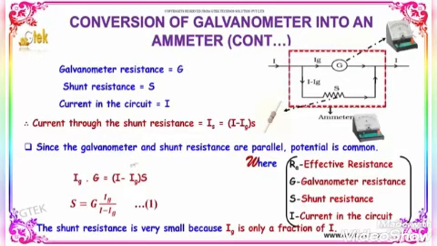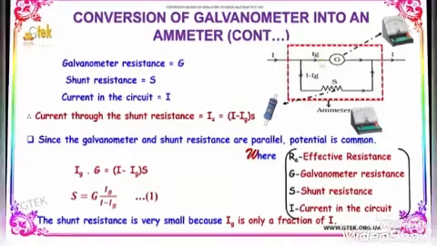Therefore, according to Ohm's law, Ig into G is equal to (I minus Ig) into S. Therefore, S is equal to G into Ig divided by (I minus Ig). The shunt resistance is very small because Ig is only a fraction of I.